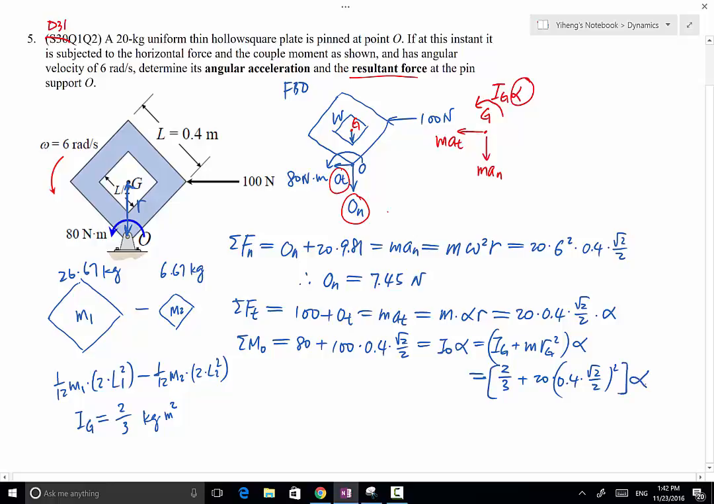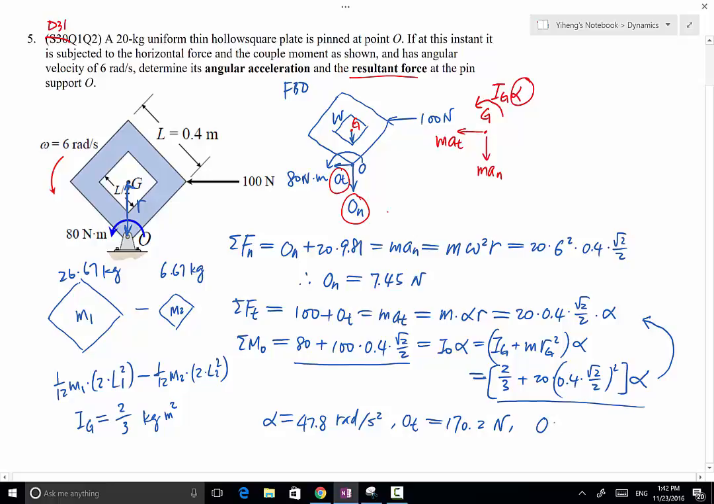In this third equation, this moment equation, realize that this can be completely evaluated. On the right hand side, we only have one unknown, which is alpha. So from here, we can already solve for alpha. Alpha equals 47.8 radians per second squared. Substitute the alpha value into this second equation, and we can solve for OT to be 107.2 Newtons. And then we already know ON is 7.45 Newtons.